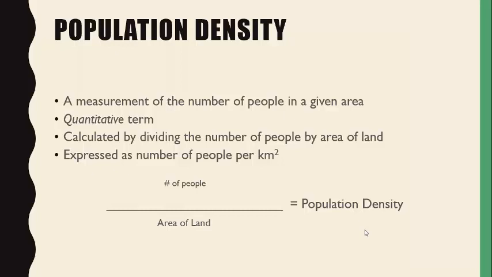And you would calculate population density following this very simple formula here. So it's simply the number of people divided by the area of land, and that gives us our population density. And again, that would be expressed in the unit people per square kilometer.